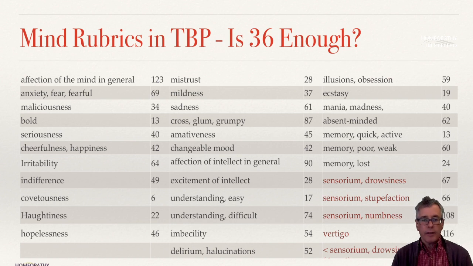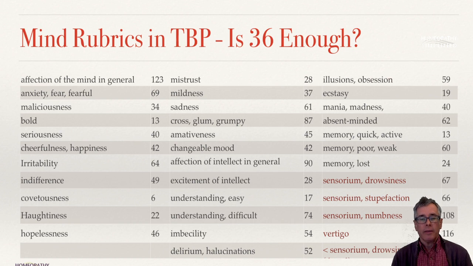Anxiety, fear, fearfulness, good rubric to use. Maliciousness, bold, seriousness, cheerfulness, or happiness, irritability, indifference, covetousness, which is envy, haughtiness, pride, hopelessness, despair, mistrust, mildness, sadness, cross, glum, and grumpy. Amativeness means more loving than would be really natural. A changeable mood. So that's a common state.